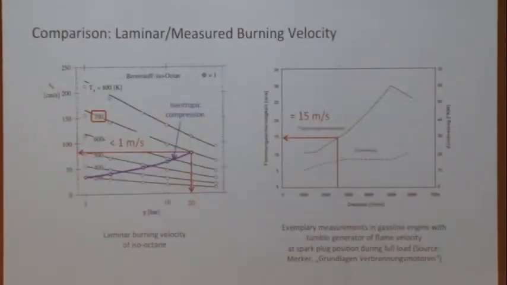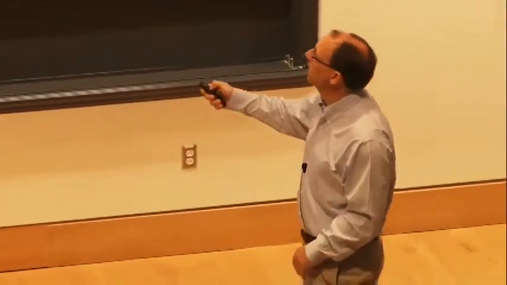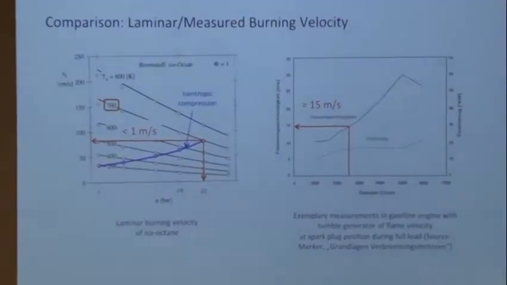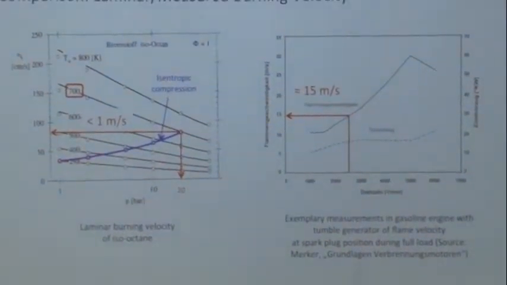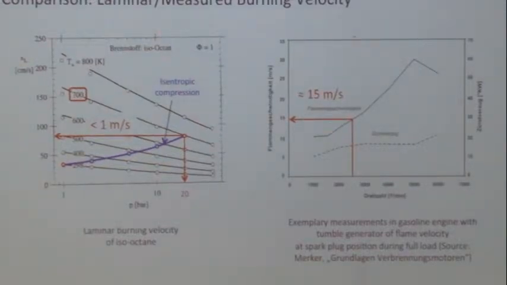Okay, so now we thought already about how to model this. First question is, do we need to model this at all? Can we just say the turbulent burning velocity is the same as the laminar burning velocity? And so we can look at this here. I mentioned this earlier, this is from these fits that we had. This is the burning velocity as a function of pressure, and the different lines are different preheat temperatures. This is for isooctane.